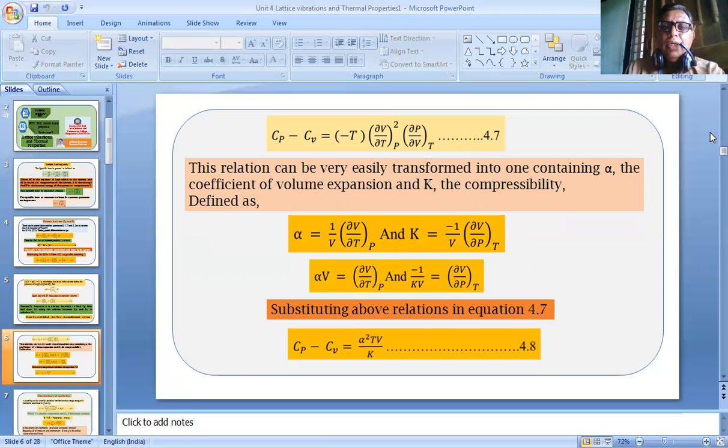And k is equal to minus 1/V (delta V upon delta P) at constant T. So alpha V is equal to delta V upon delta T at constant P, and minus kV is equal to delta V upon delta P at constant T. Substituting the above relation in equation 4.7.